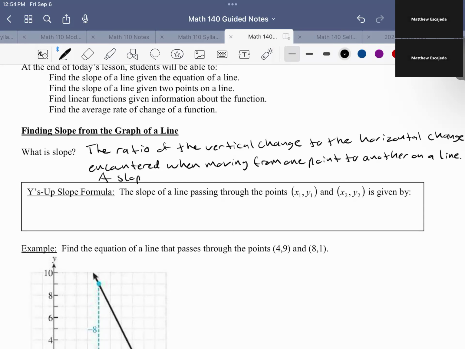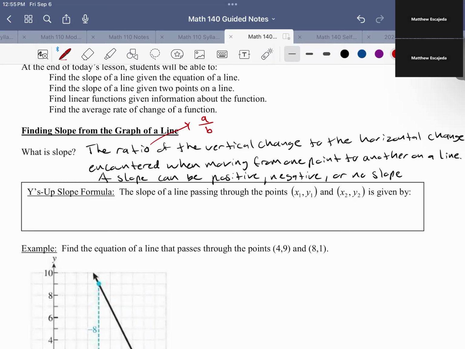A slope can be positive or negative, or just no slope in general. It's a ratio, meaning it's something like A over B, two numbers over each other.